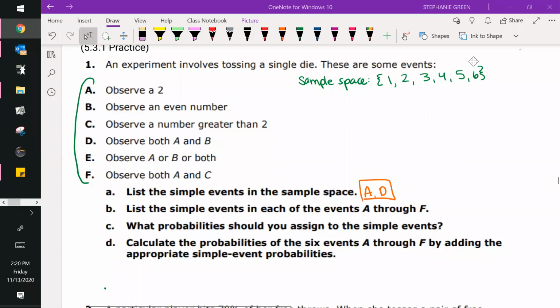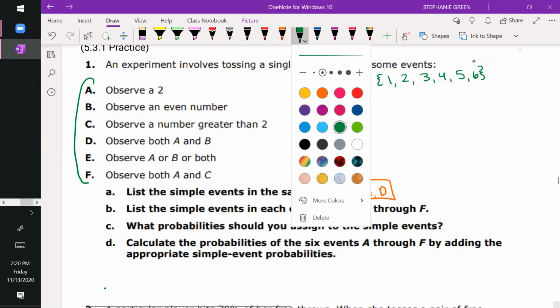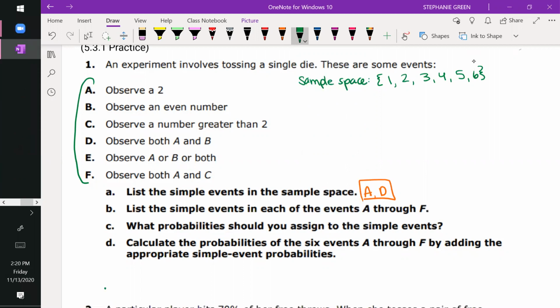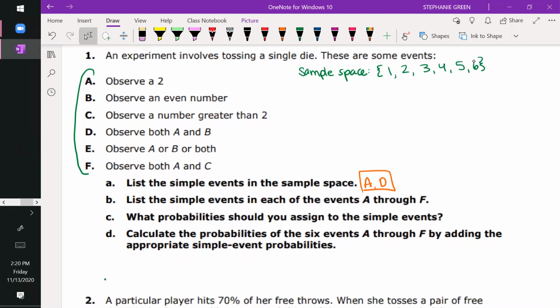Okay, so I guess it was a weird way to put it for me, but they're basically looking for the outcomes within each of those events. So for event A, go ahead and write this up here. For event A, our only outcome would be 2. So we could say the event of observing a 2 is a simple event. So the simple event within that event is the event that we see a 2.